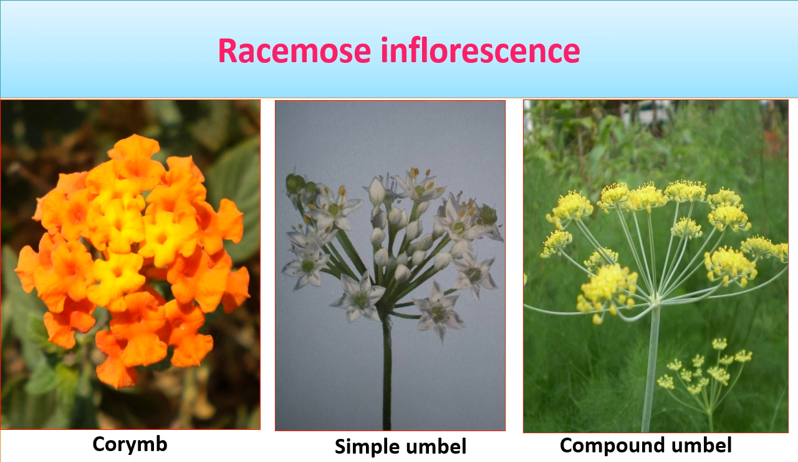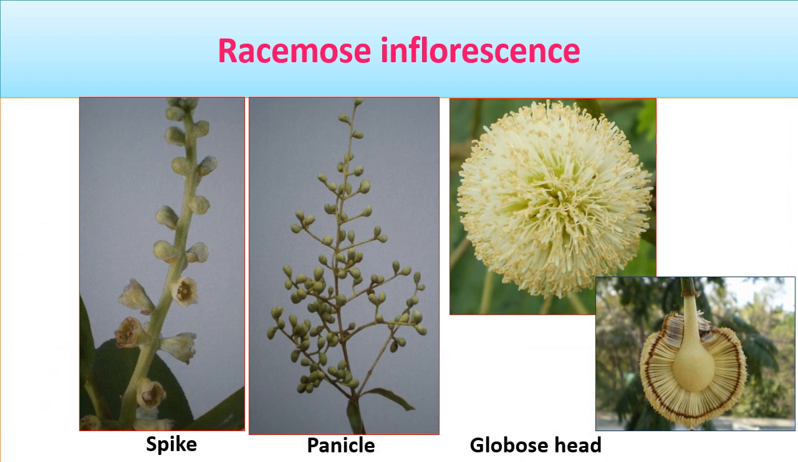This is corymb or flat umbel, which we can see in lantana. This is simple umbel that you can see in coriandrum. This is a compound umbel inflorescence that can be seen. Then this is spike inflorescence. This is the peduncle, these are sessile flowers, and here small bracts can be seen. This is panicle, where the axis of inflorescence is there.